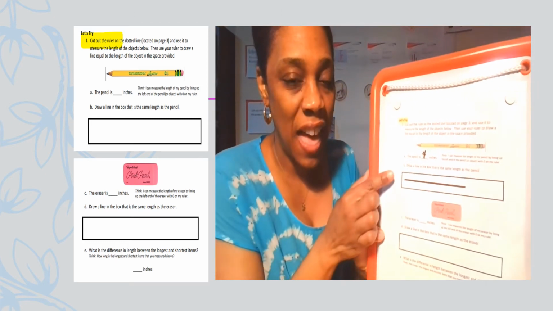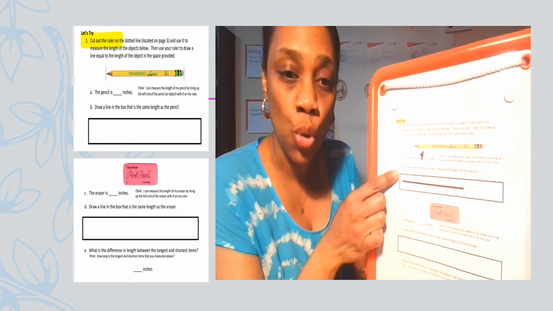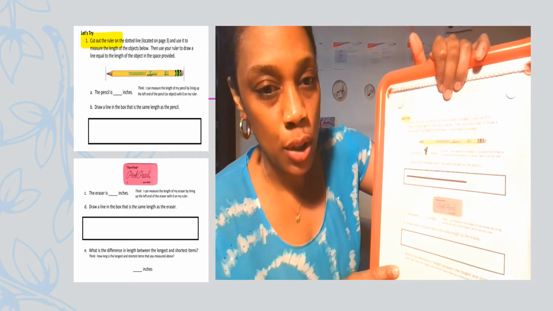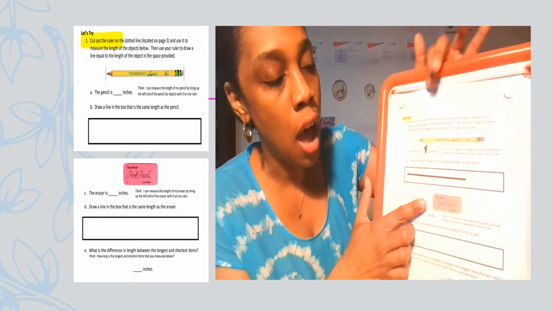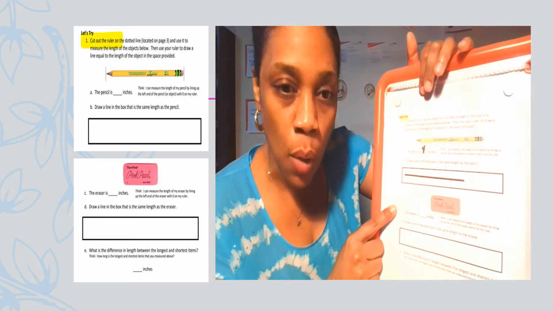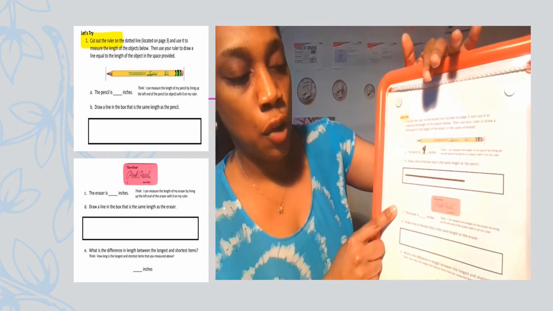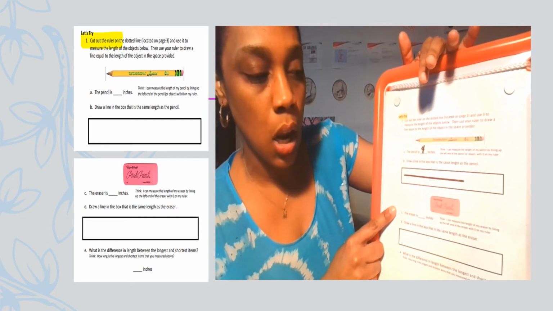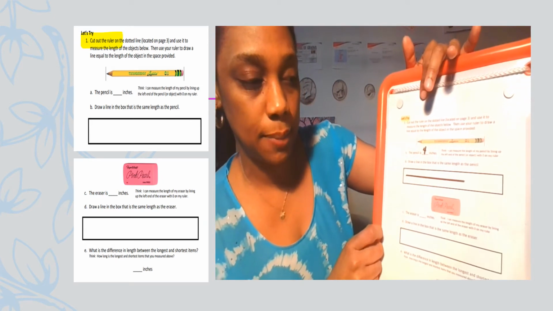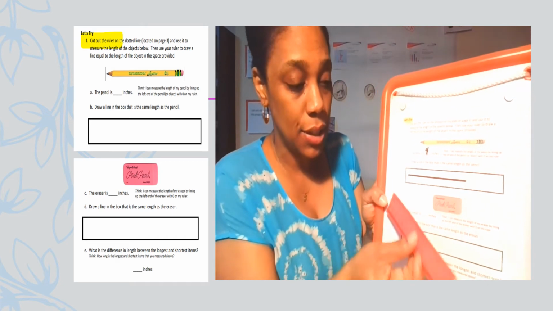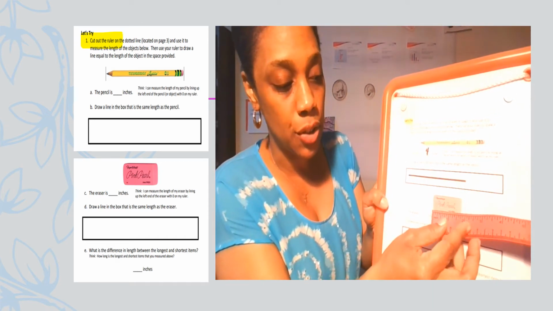Now, that is my line that I have drawn that's 4 inches long. The next part that I'm going to look at is the eraser. Let's see what they want us to do with the eraser. It states the eraser is blank inches long, so I have to measure it. So I'm going to take my ruler, make sure it's on the inch side, and I'm going to measure it.